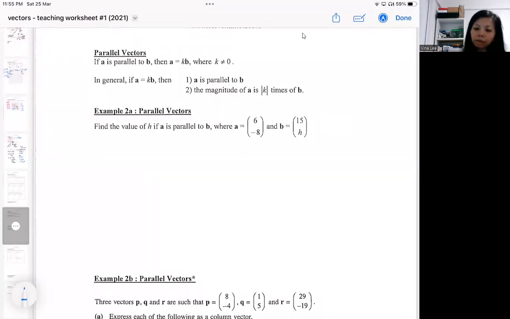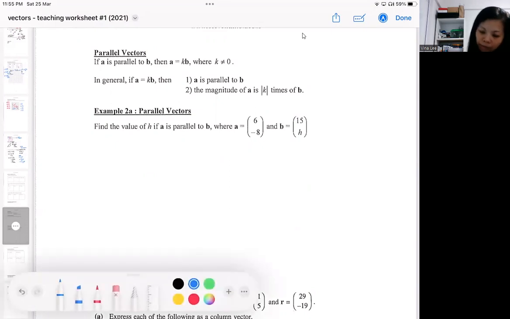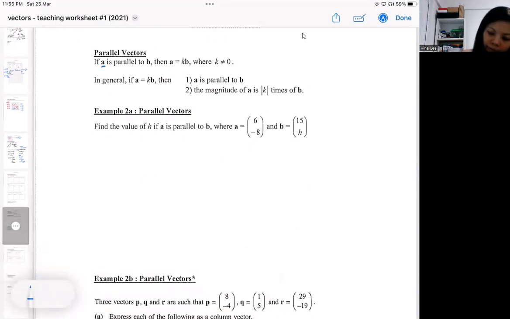So for this part of the vectors, we are trying to understand the definition of parallel vectors. This is one of the critical concepts that is always being tested. So when we say parallel vectors, we have some definition. When we say two vectors are parallel, then this will be the formula.